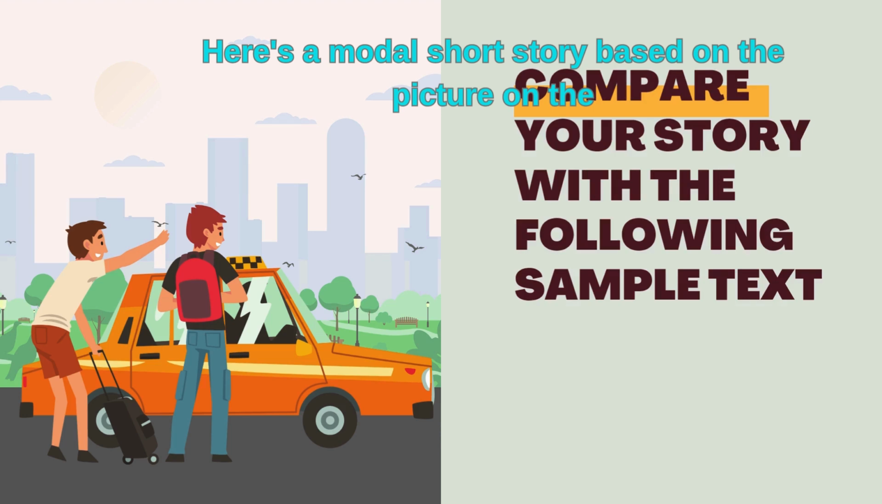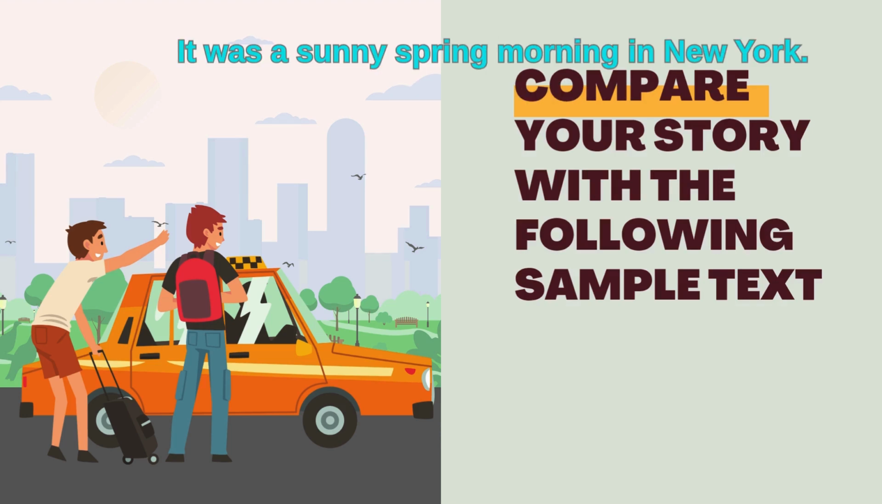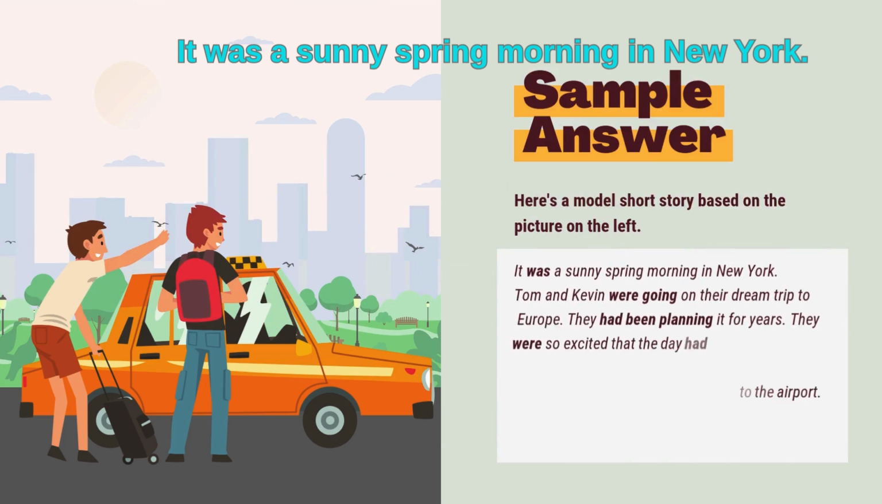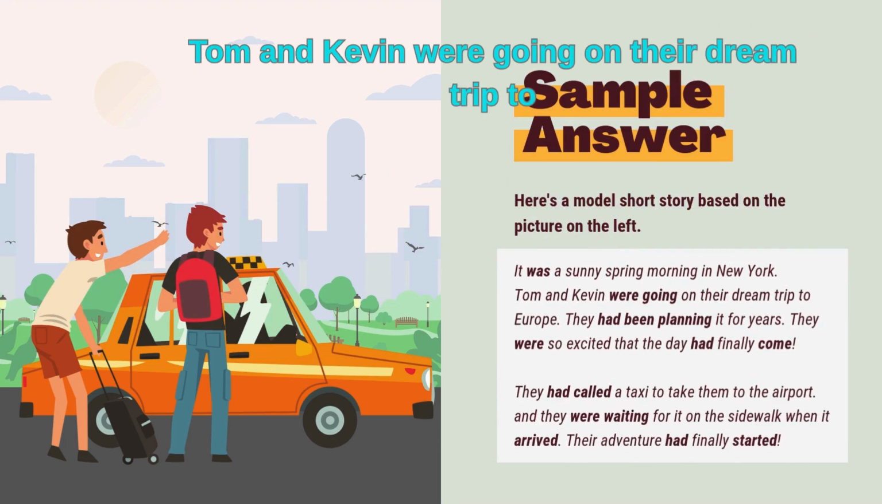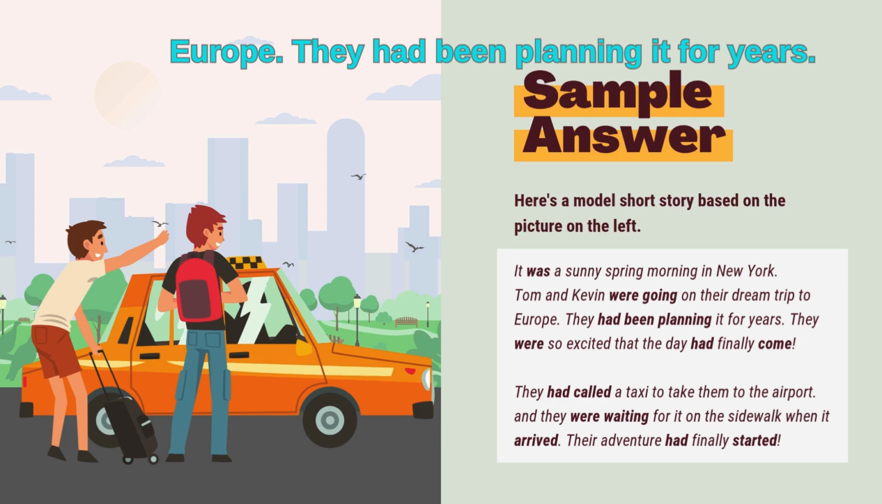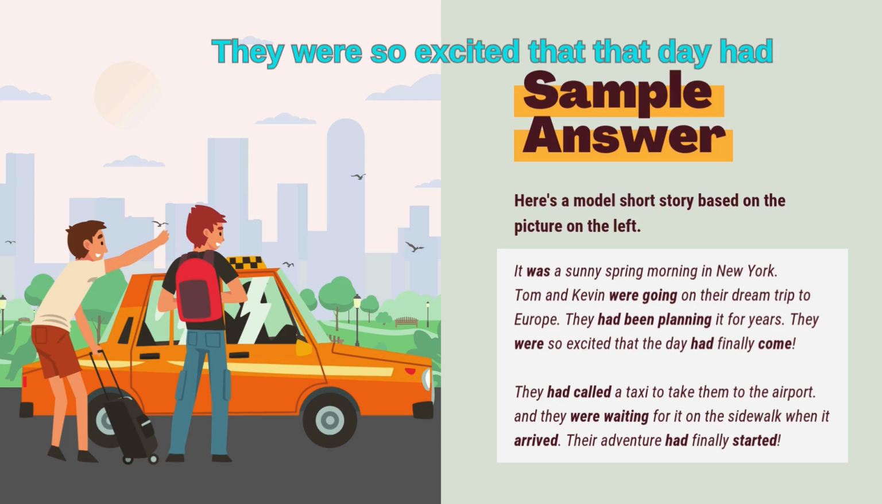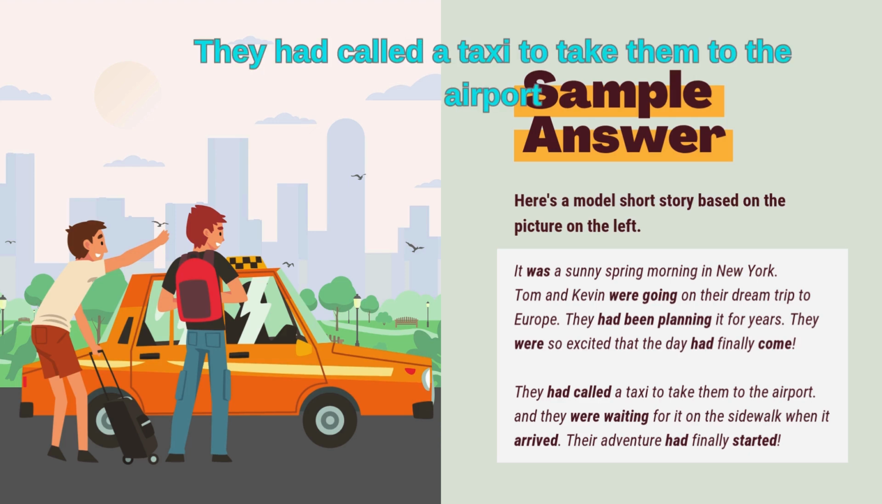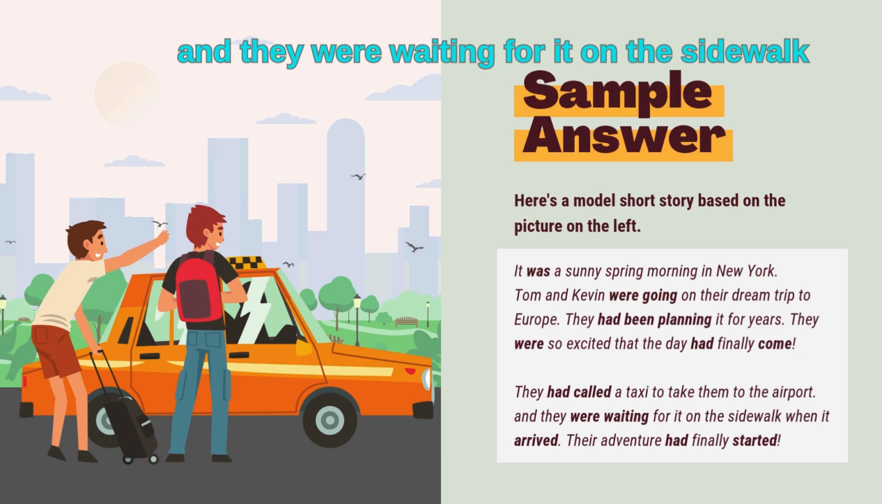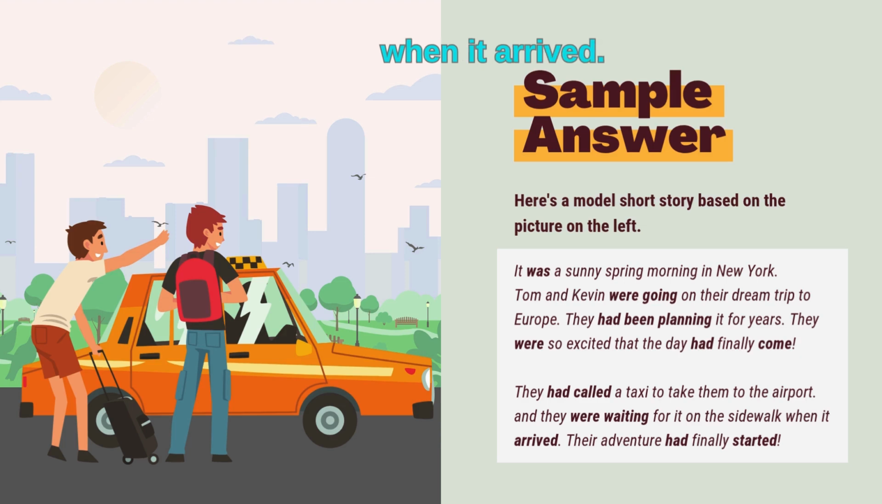Here's a model short story based on the picture on the left. It was a sunny spring morning in New York. Tom and Kevin were going on their dream trip to Europe. They had been planning it for years. They were so excited that their day had finally come. They had called a taxi to take them to the airport, and they were waiting for it on the sidewalk when it arrived. Their adventure had finally started.